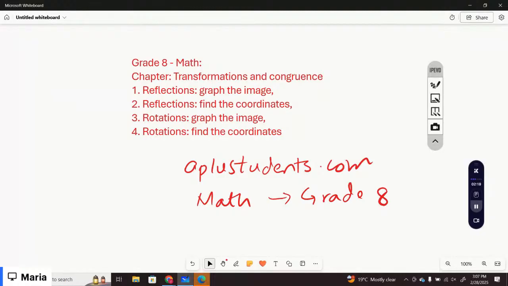We're going to start with the chapter transformation and congruence. The lessons we're going to cover today are reflections, graph the image; reflections, find the coordinates; rotation, graph the image; and rotation, find the coordinate. So please make sure you have your notebook and pencil so that you can note down the important examples and definitions as well.